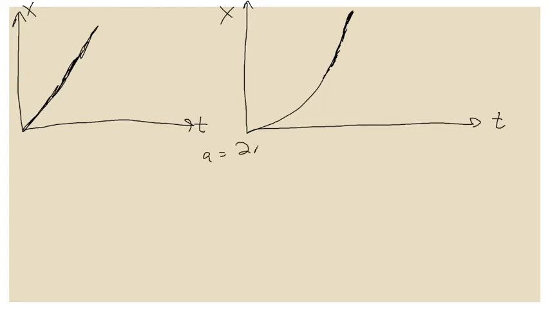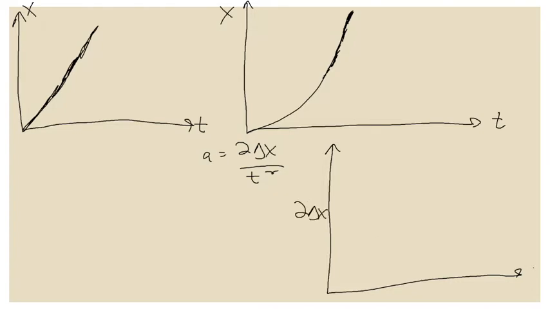The key lies in the last experiment. As we saw in the last experiment we did, the acceleration is equal to twice the displacement over t squared. And so that means if we take twice the displacement on the y-axis and t squared on the x-axis, if we plot that graph, the acceleration is constant if the line is straight.